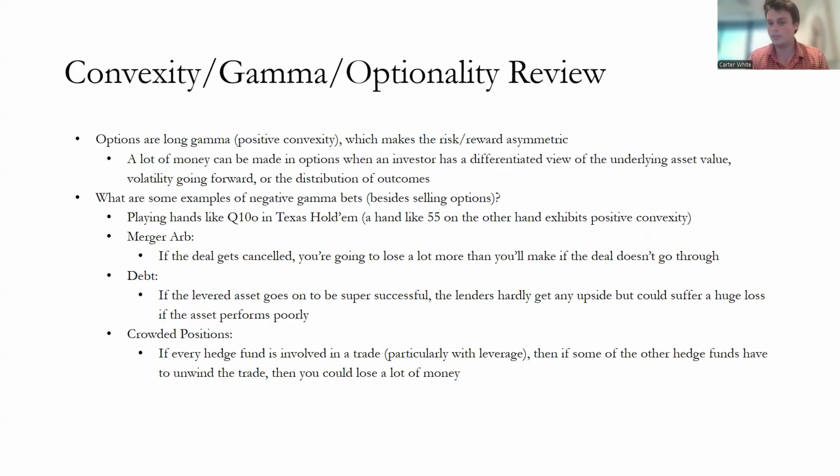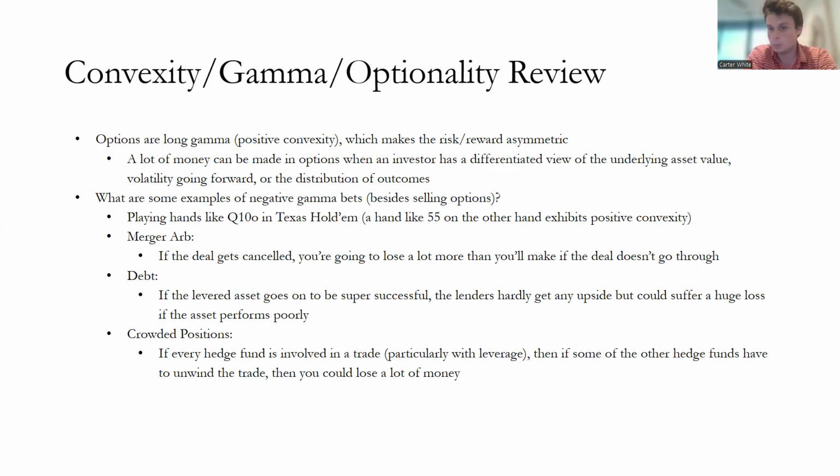Versus a hand like pocket fives is positive convexity, in that a lot of times you're going to pay the implicit option premium to see a flop, and you'll just have to fold because you don't hit your set. But if you hit your set, you're going to make a lot more than what you're losing by typically seeing the flop. And you're not going to typically have a lot of hard decisions. Both hands have merit, but one's negative gamma, one's positive gamma.